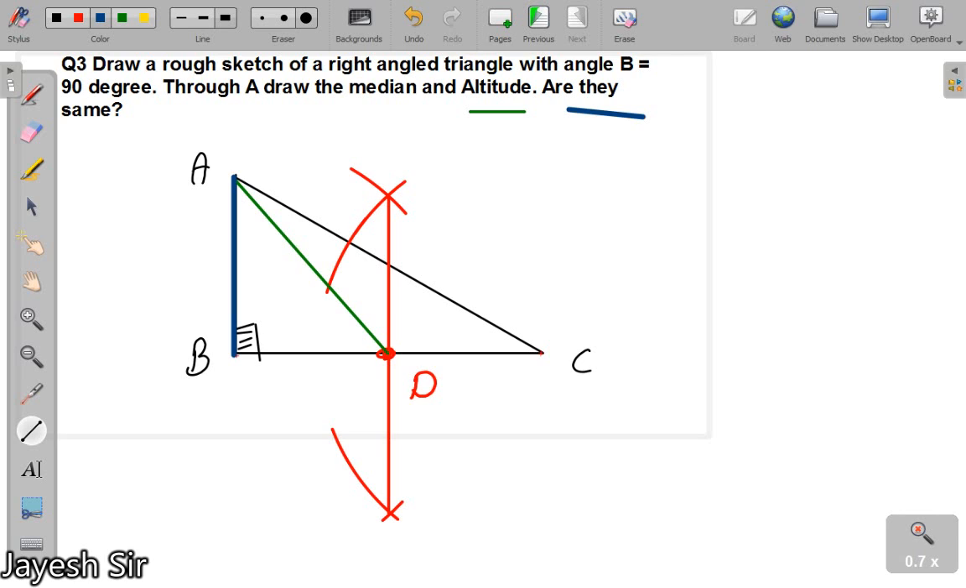So once again, how do you do this question? You draw the diagram like the question instructed you to do, and then after drawing the diagram you say that no, median and altitude are not the same.